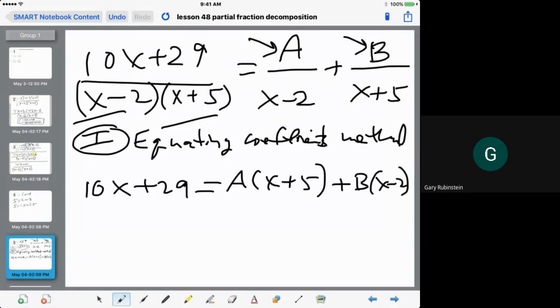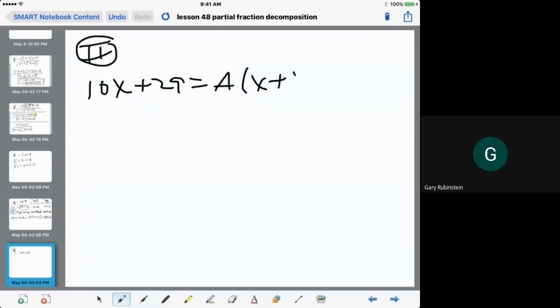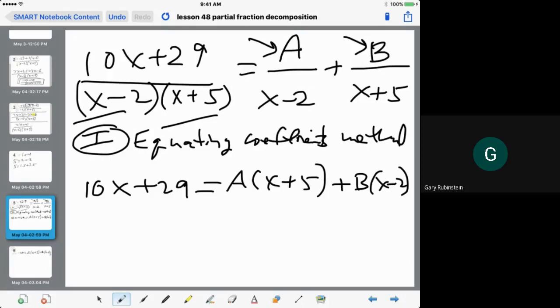And that's actually the first step for this method and for method number 2. So I'll even come over here for method 2. It's also going to get 10x plus 29 equals a times x plus 5. Okay, that's going to be the first step for either of those. Now, method number 1 goes like this.